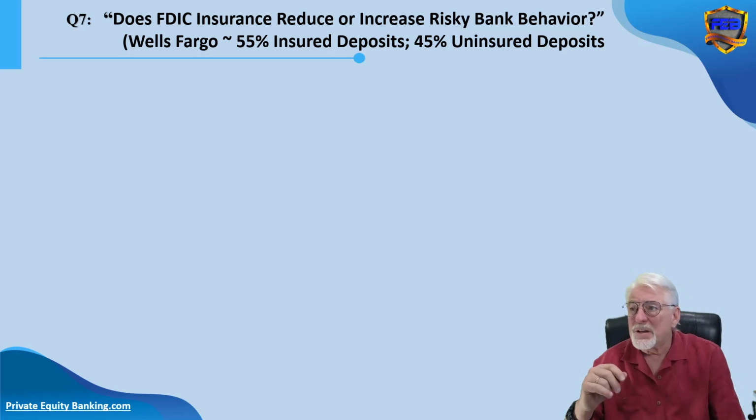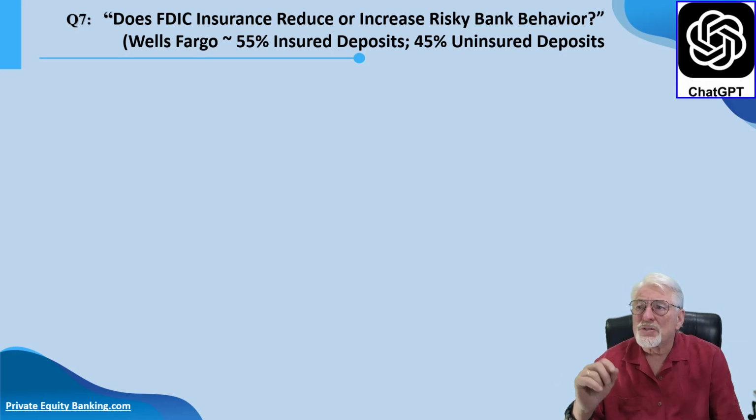We're going to jump to question number 7 now. Does FDIC insurance reduce or increase risky bank behavior? As I said, it's about 50-50. I looked up Wells Fargo. They have 55% of their deposits from insured depositors, so less than 250,000, and 45% are the uninsured depositors.